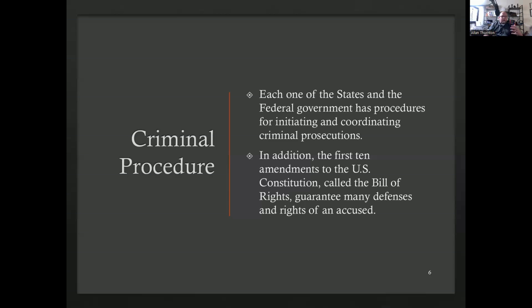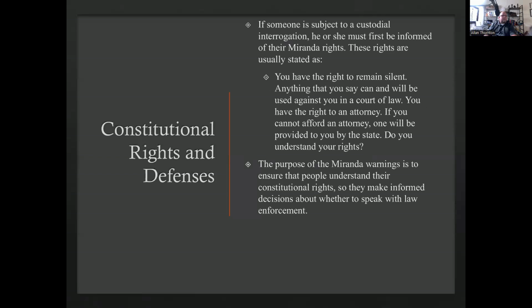So there are, and we'll get into those in a few slides, but those rights are there for all of us, treated as individuals within the court system.